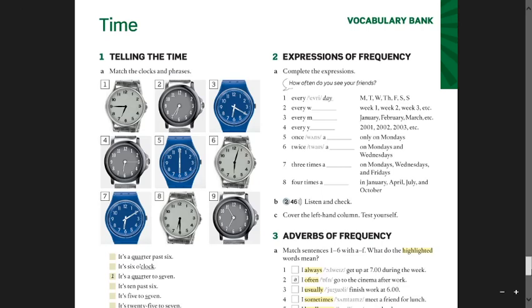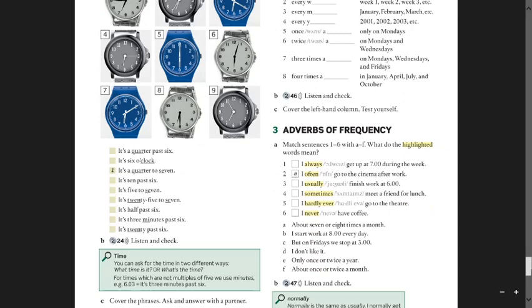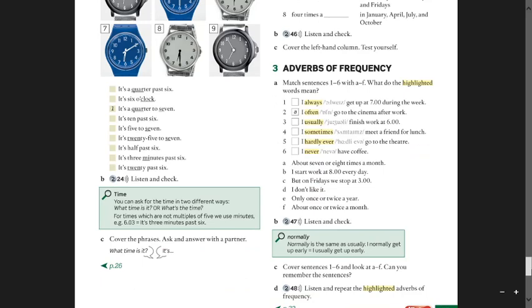So in part 2 we have expressions of frequency. You have to complete the expressions. Every day, every week, okay, and so on. Then you have to work with adverbs of frequency. You have to match the sentences 1 to 6 with A to F. And then you have to say what the highlighted words mean, okay?